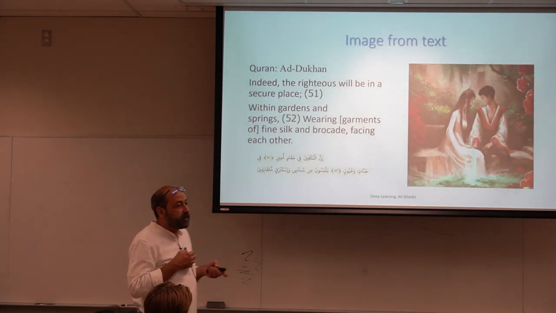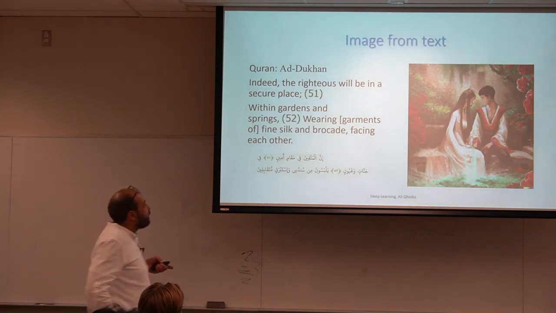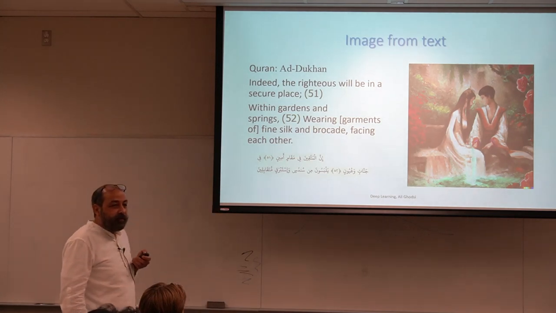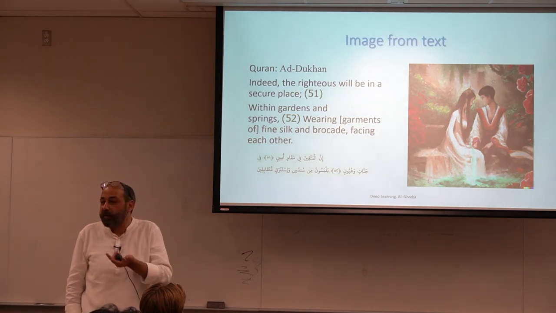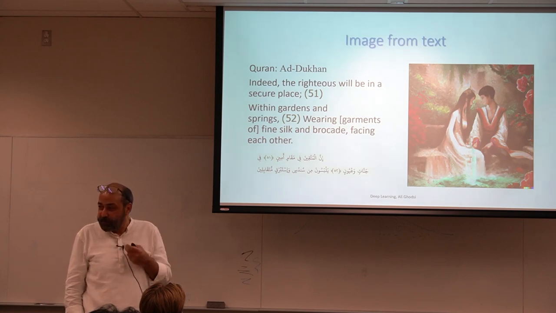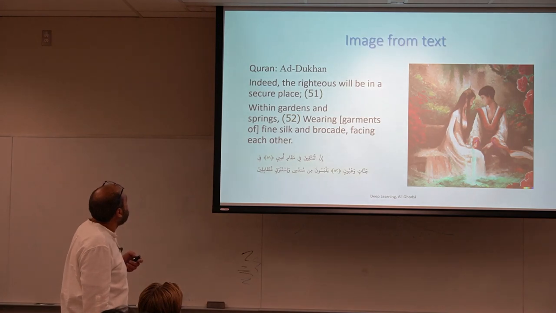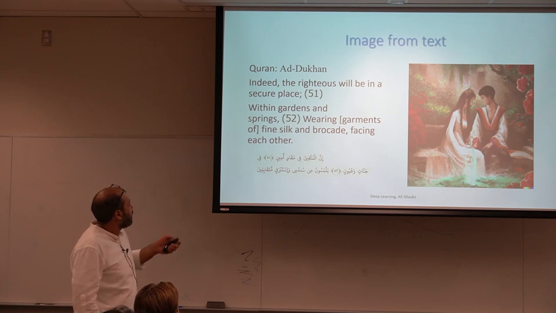For converting text to images, this is something that I actually tried. These are two verses of the Quran that describe heaven. I fed this to a text-to-image model to see how heaven looked in the mind of this AI model, and this is how heaven looks. The verses say: within gardens and springs, wearing fine silk and brocade, facing each other.